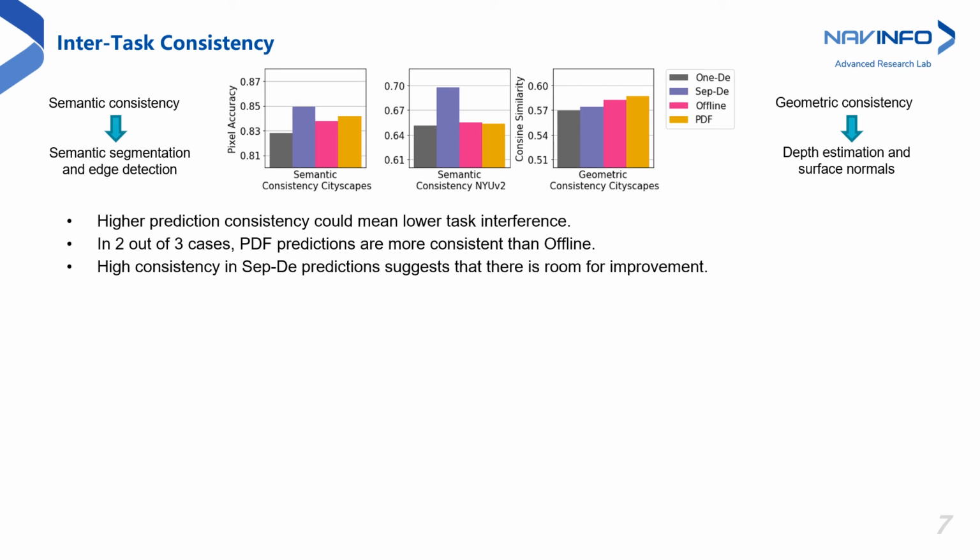Next, we look at the consistency between the prediction of two sets of tasks. Higher consistency between different task predictions could mean that the task interference is lowered. Semantic consistency refers to the consistency between segmentation and edge predictions. Geometric consistency refers to the consistency between depth and surface normals predictions. In 2 out of 3 cases, we see that the prediction from PDF network is more consistent than the prediction from offline network. SEPDE network shows high consistency, which could mean that there is more room to reduce task interference.